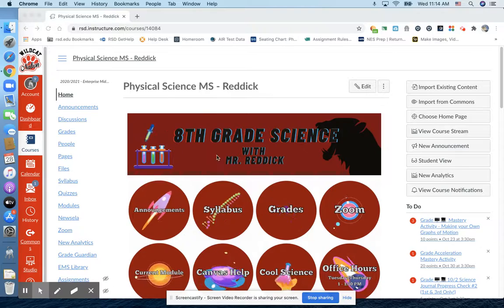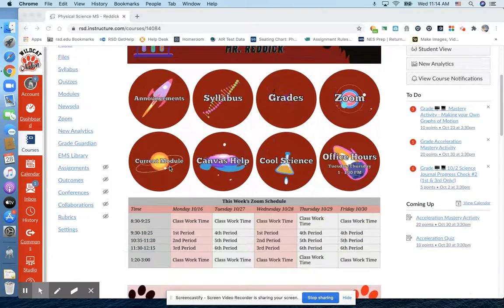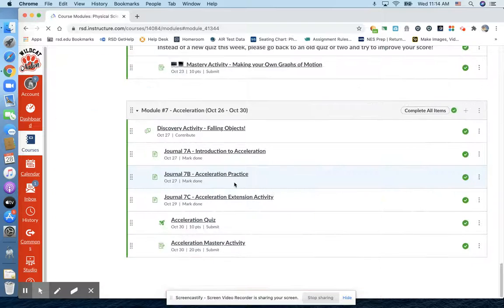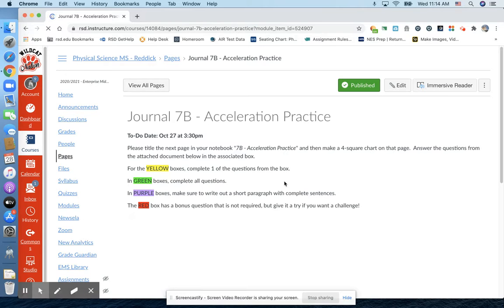First, just to find it, you'll start on the home page, click on current module, and that should take you to the module for this week. But this one is in module number 7, so if you're accessing this in a later week, you'll have to scroll up to find it. To access it, hopefully you've already added to the discovery activity about falling objects and marked 7A as done. If you've done that, you'll be able to access Journal 7B.